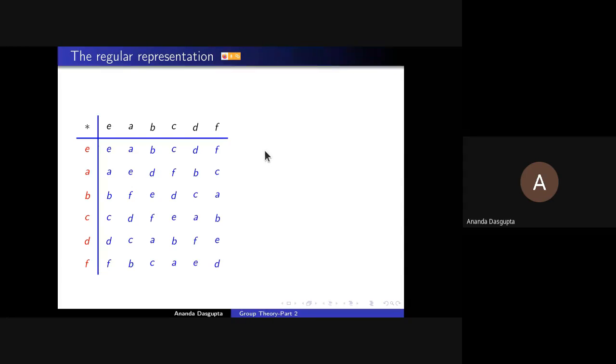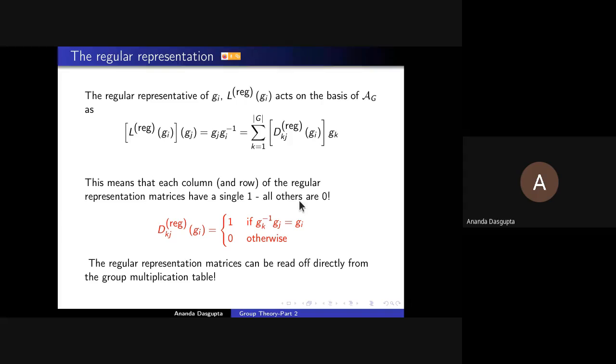So this is the multiplication table for our group. This is exactly the multiplication table that we had worked out earlier. This table is of course written in the standard format, with each column labeled by E, A, B, C, D, F in that order along the top row, and each row labeled by the same. But remember, what we want to do is gk inverse gj. If that's gi, I want to put a 1.